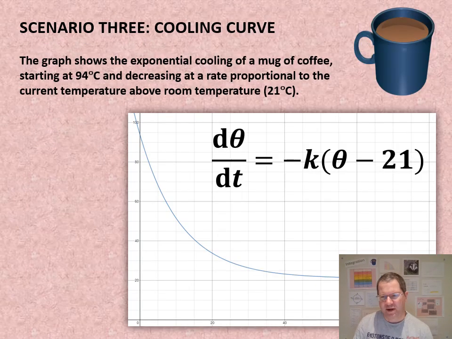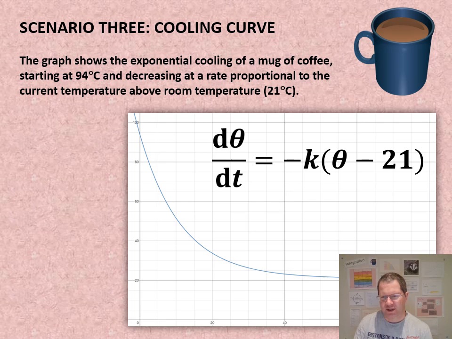In scenario 3, we have a cooling curve. The graph shows the exponential cooling of a mug of coffee starting at 94 degrees Celsius and decreasing at a rate proportional to the current temperature above room temperature, 21 degrees Celsius. So with radioactive decay, for example, things would decay until they became zero. But with cooling, it's only going to cool down until it gets to room temperature. It's not going to suddenly turn into a block of ice when it's left in a room.